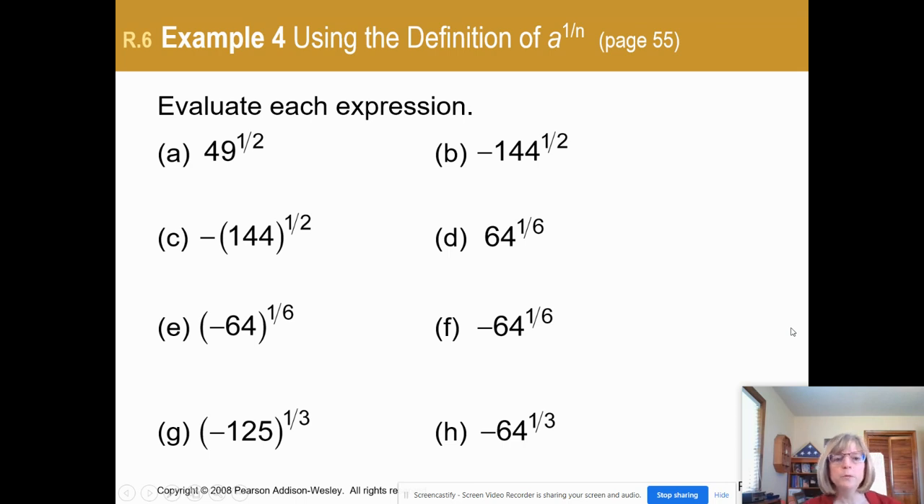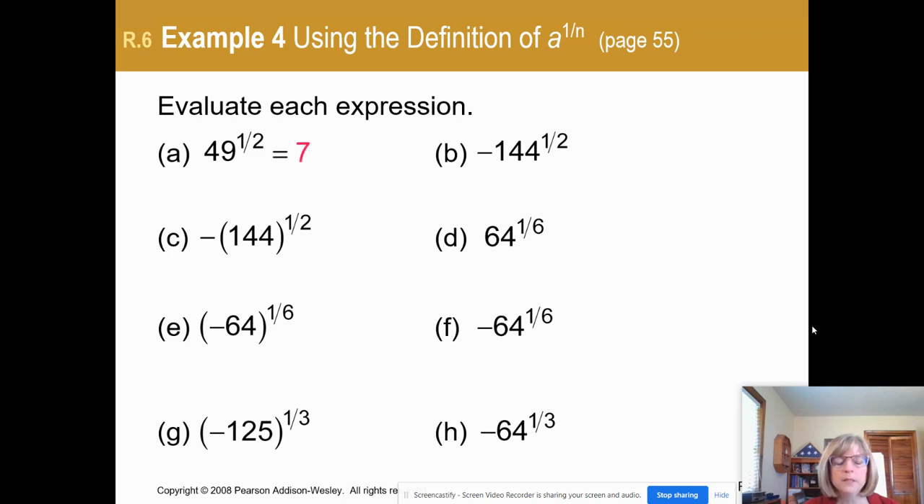In this video, we will go over several examples of using the definition of a base raised to a fractional exponent. So we have several examples here. A fractional exponent can be rewritten as a root. The root has to do with the number in the denominator. So in example A, we have 49 to the 1/2 power.